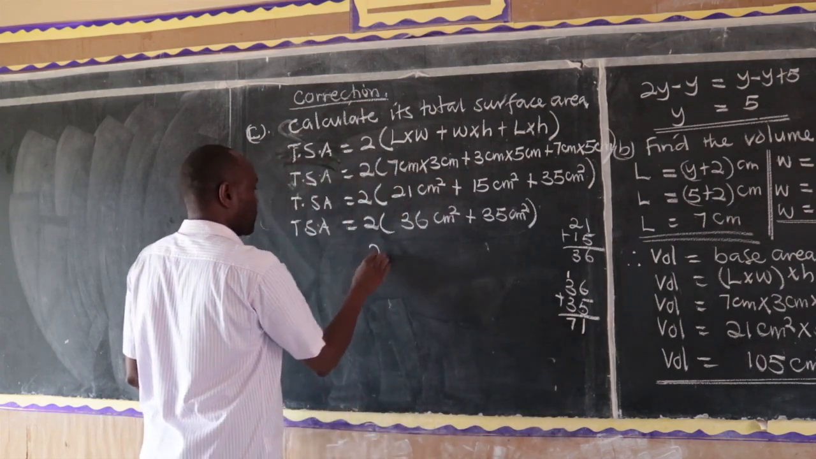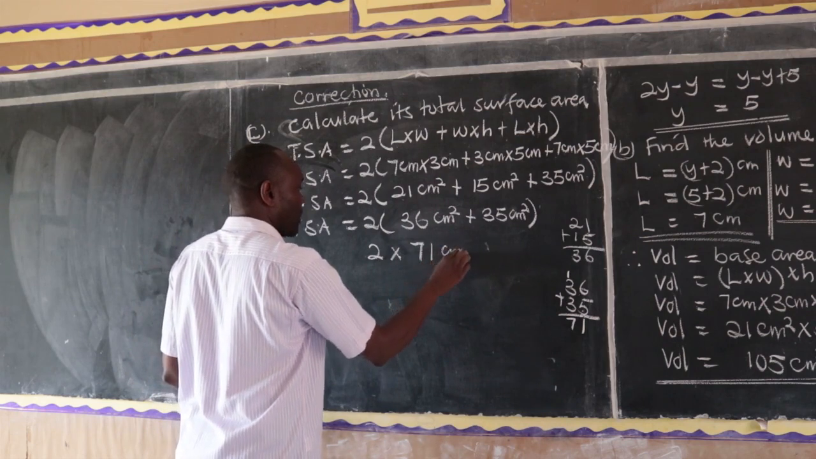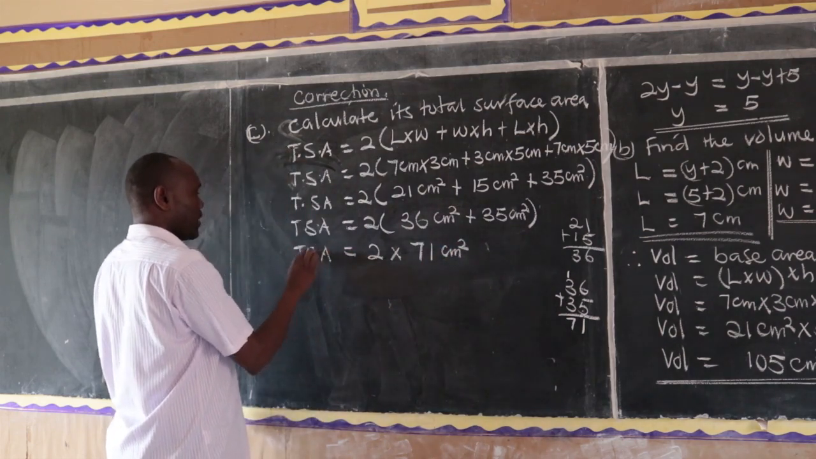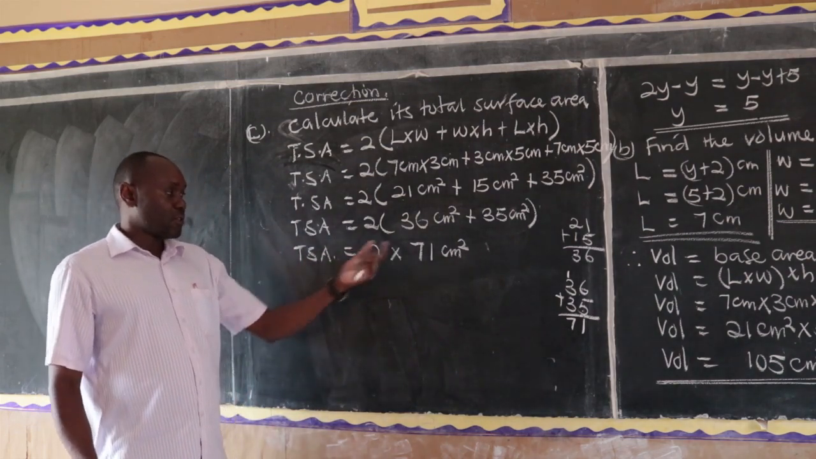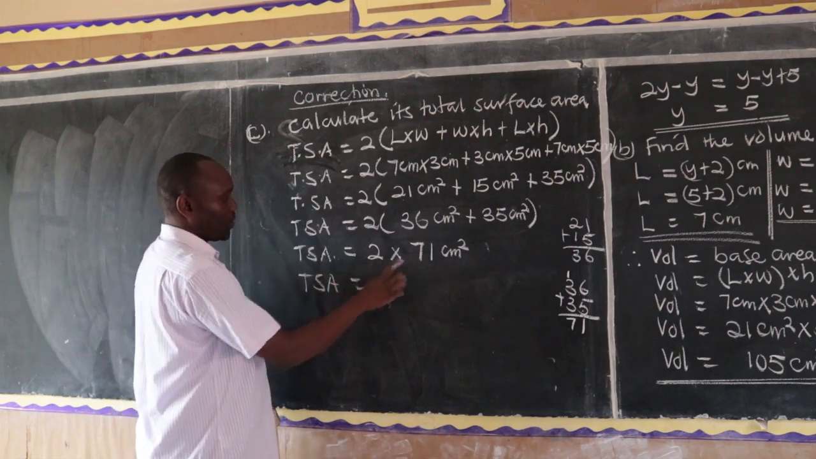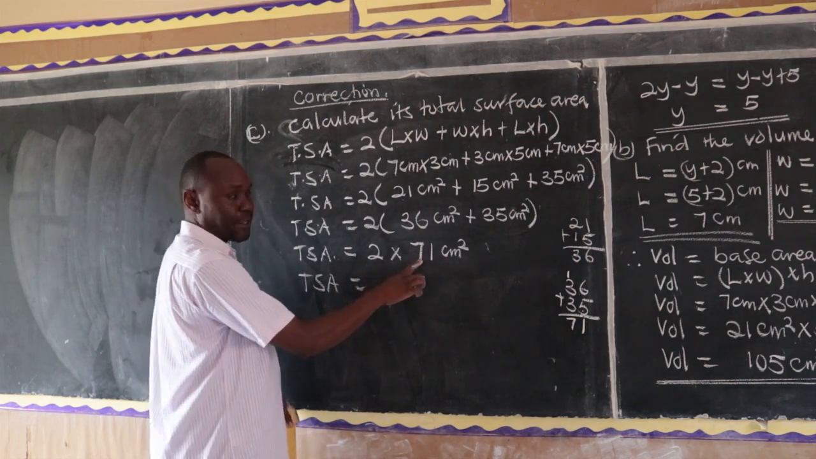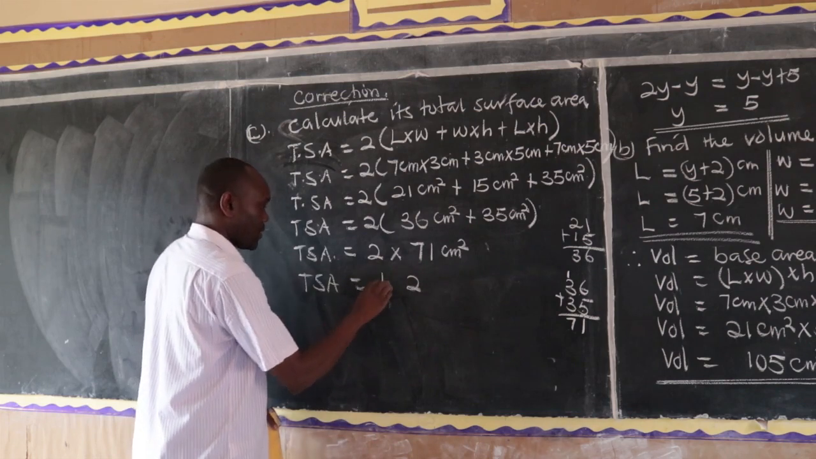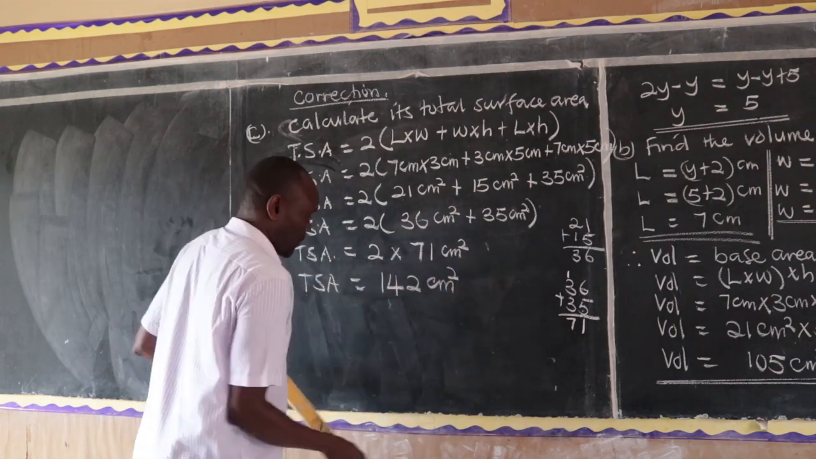So we have 2 multiplied by 71 square centimeters. So for the total surface area, we are now multiplying times 2. 2 times 1 gives you 2. 2 times 7 gives you 14. So 1 and then 1 square.